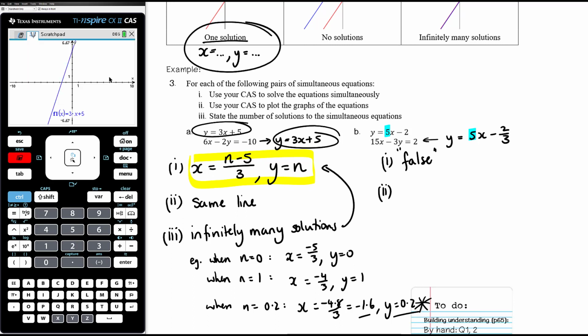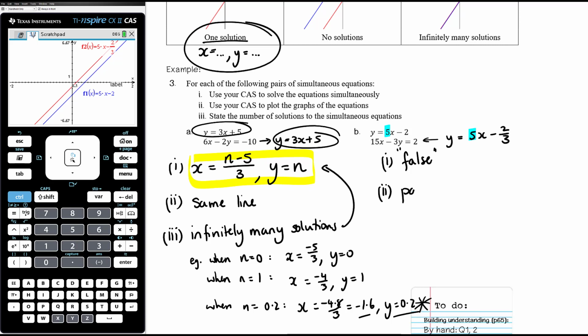If we have a look at them now, delete, delete, delete to get rid of that. Tab, the first equation is 5x minus 2. Press enter. Tab to open up my entry line again. The second equation is 5x minus 2/3. And we can see, okay, we haven't got a very good window there. Let's make this much smaller so we can actually see what's happening. The red graph is that, and the blue graph is that. And so actually we have two parallel lines, which is why when we try to solve them simultaneously, our CAS is saying false. There are no solutions, okay?